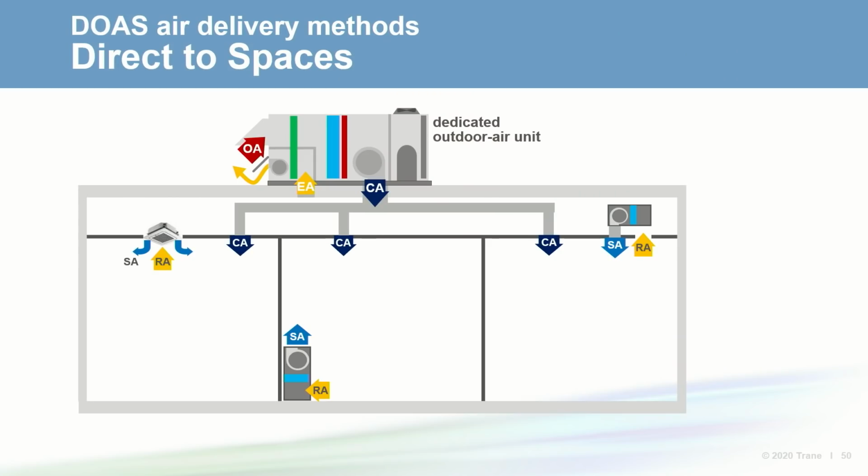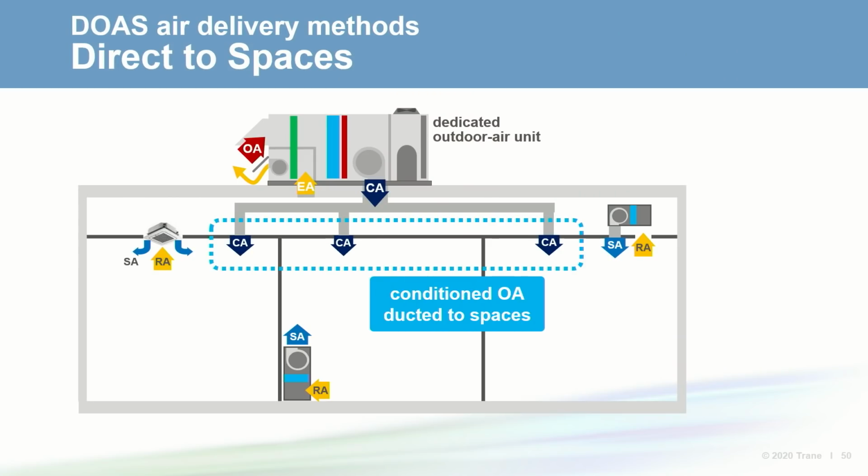When delivered directly to the space, conditioned outdoor air is delivered independent of the zone heating or cooling terminal units. The ventilation air is delivered directly to the space via a dedicated diffuser. Zone heating and cooling equipment is not impacted by the amount of ventilation sent to the zone. This can enable zone-level demand control ventilation, which I'll discuss in a minute. But first, let's look at the operation of the dedicated outdoor air unit.